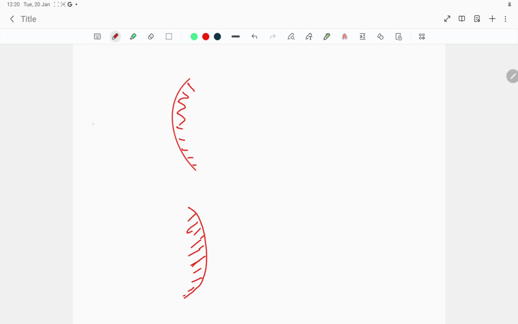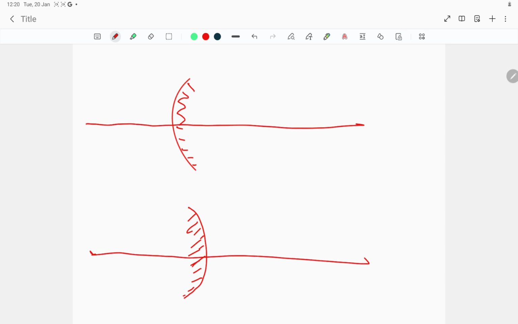Let us say this is the principal axis, and where will you place the object now? The object will be placed on the side where the shining surface is present, isn't it? You can't see anything on the rough surface, only from the shining surface you can see the image, isn't it? So you will place the object here, and in this case you will place the object here. Am I correct?